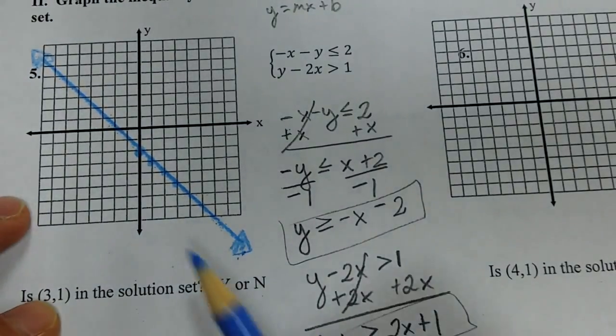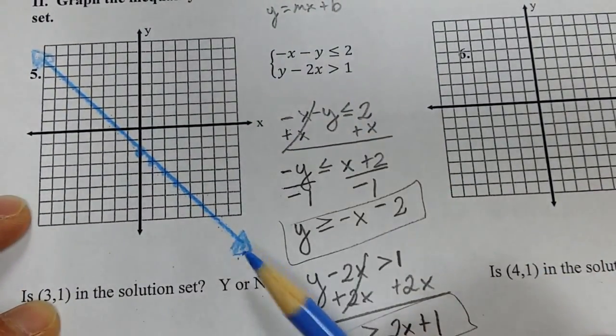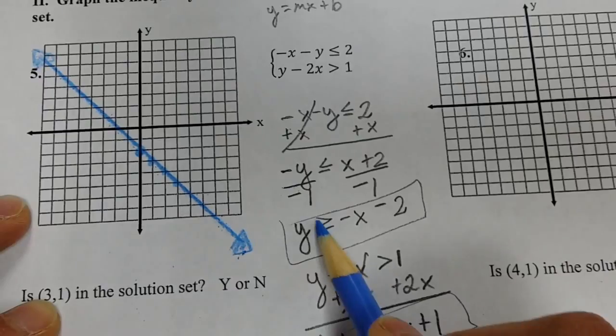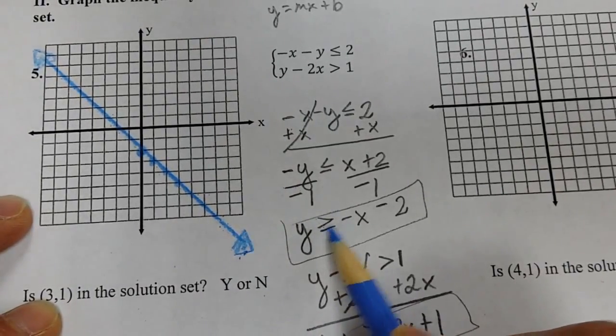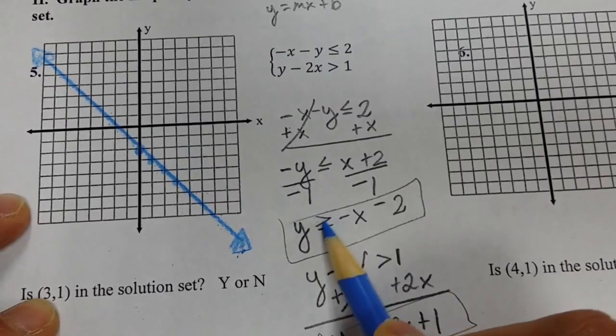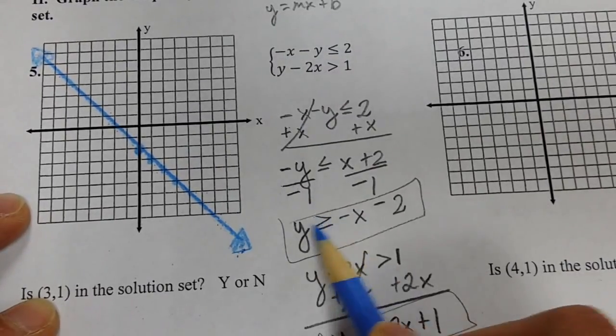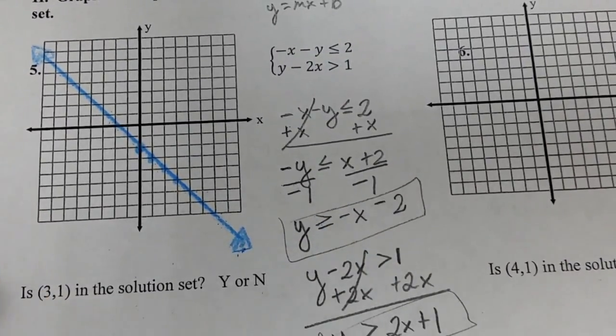and draw my arrow. Now, the reason why this is a solid line is because you see there's an equal to under the greater than symbol. That's why it's a solid line. So keep that in mind.